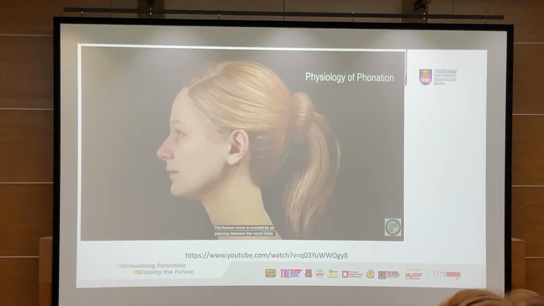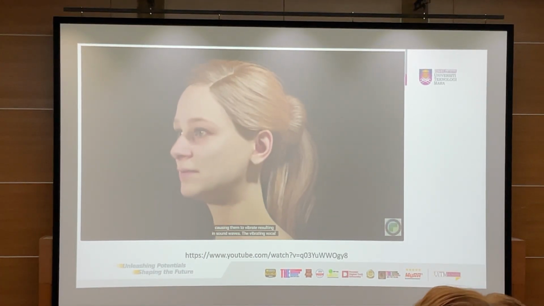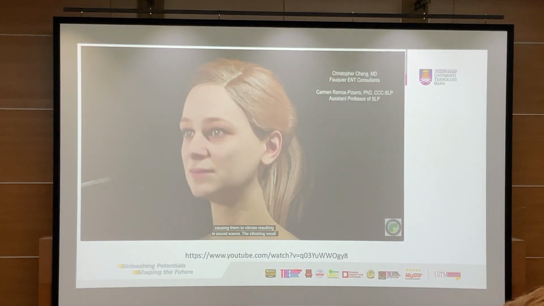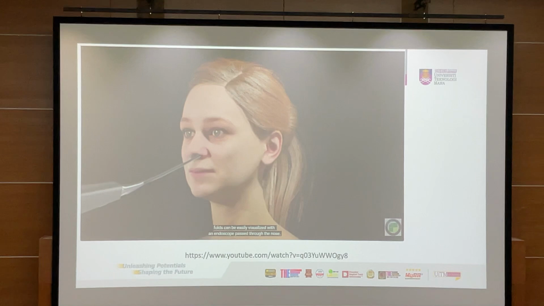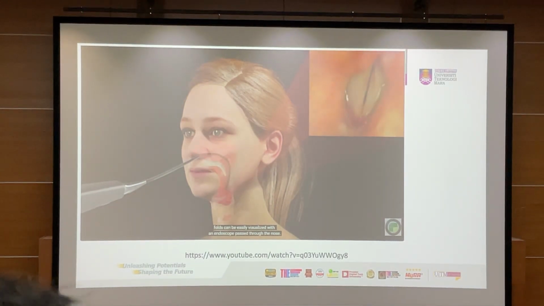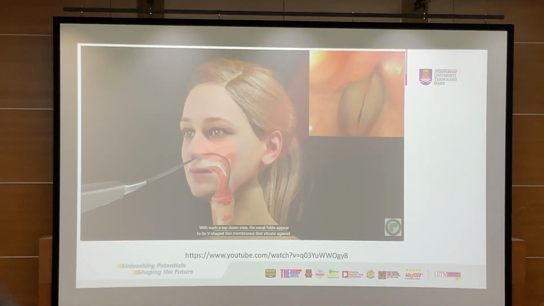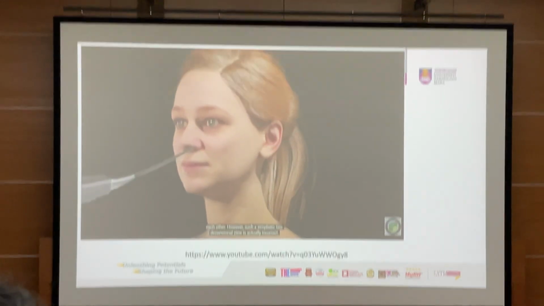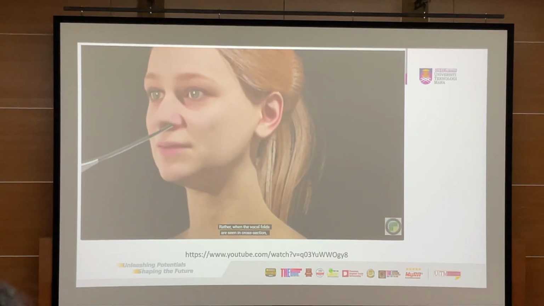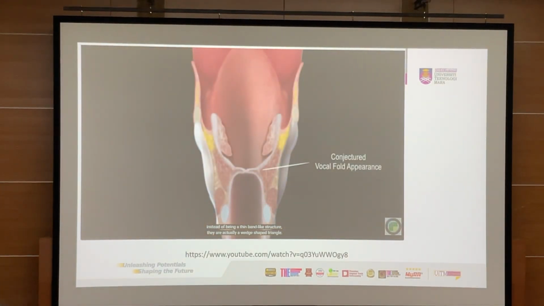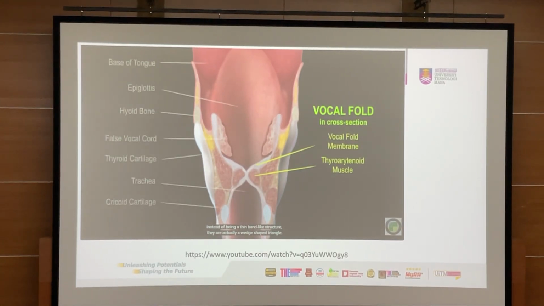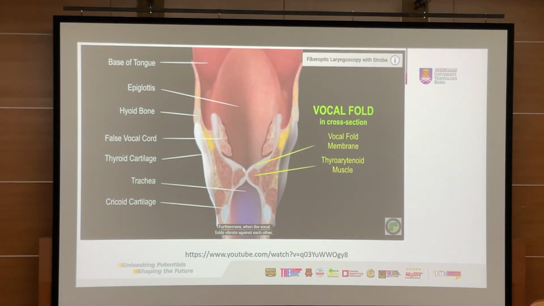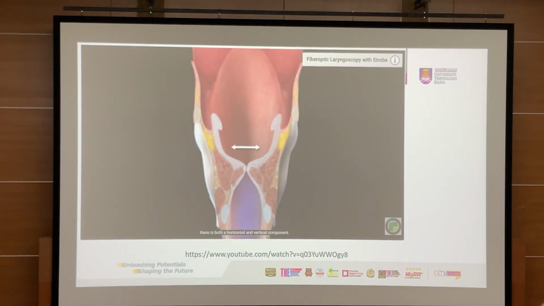The human voice is created by air passing between the vocal folds, causing them to vibrate, resulting in sound waves. The vibrating vocal folds can be easily visualized with an endoscope passed through the nose. With such a top-down view, the vocal folds appear to be V-shaped thin membranes that vibrate against each other. However, such a simplistic two-dimensional view is actually incorrect. Rather, when the vocal folds are seen in cross-section, instead of being a thin band-like structure, they are actually a wedge-shaped triangle. Furthermore, when the vocal folds vibrate against each other, there is both a horizontal and vertical component.